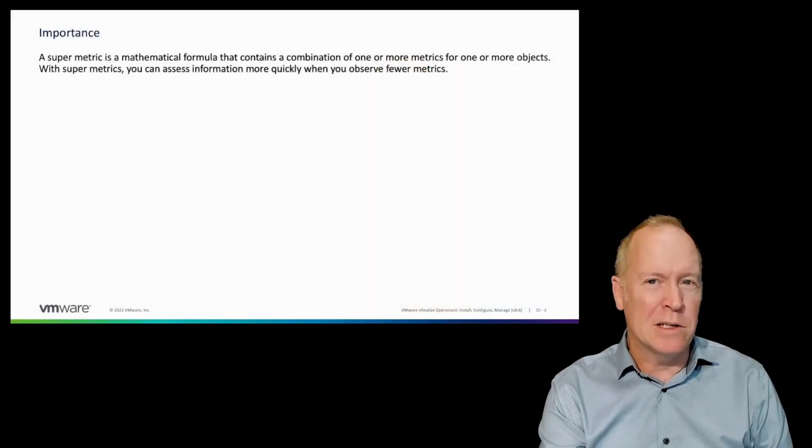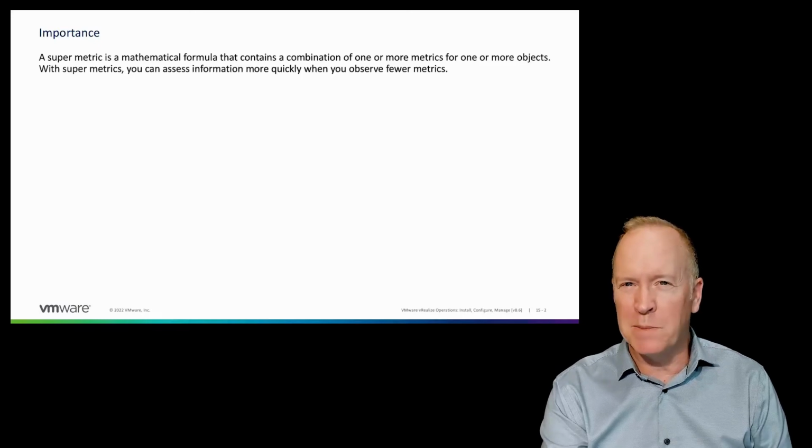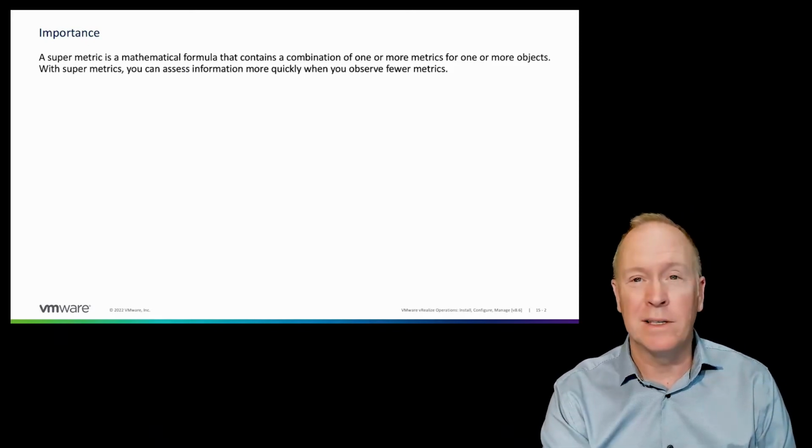In this module, we're going to learn how to create super metrics. What super metrics allow you to do is to take existing performance metrics and combine them together using a formula you define to create, in effect, a new metric.